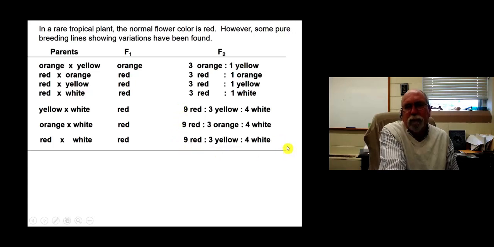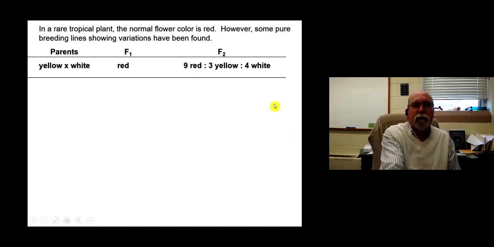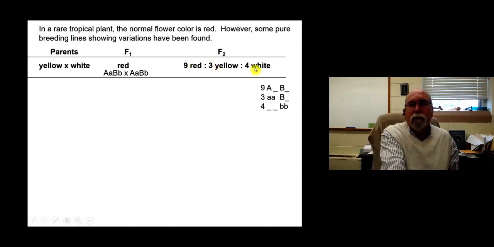Well, 9, 3, 4, that's a ratio you should know, right? Okay, let's just think about it. What have we got? We've got a 9, 3, 4 ratio. That's an epistatic ratio, one of the ones you have to know, like 12, 3, 1 or 15, 1 or whatever. Okay, how do we get 9, 3, 4? 9 plus 3 plus 4 adds up to 16. 16 comes from one cross, a dihybrid het times a dihybrid het.